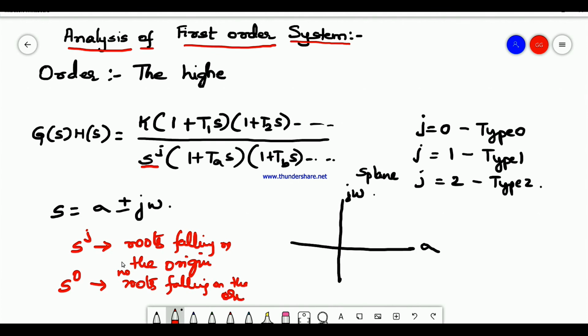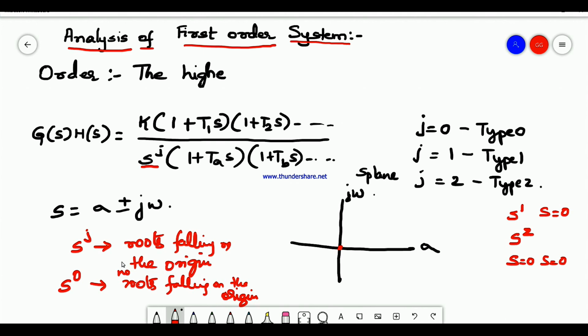Now if I say s to the power of 1, then we say there is one root falling on the origin. When I say s to the power of 2, there are two roots falling on the origin. It means s square equals 0, s equals 0, s equals 0. s to the power of 1 means s equals 0, only one root. If I say s cube, then you say three roots, s equals 0. So three roots falling on the origin.